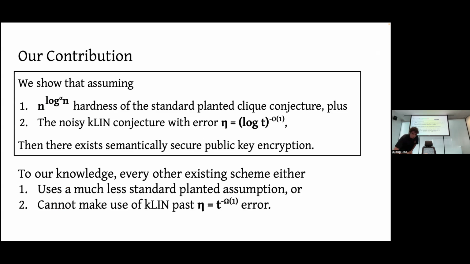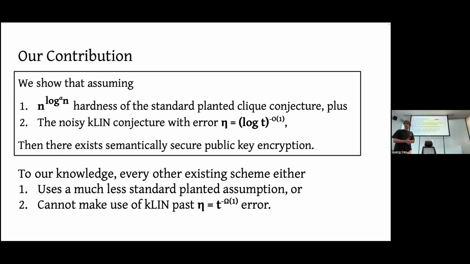For our result, we showed that assuming slightly higher hardness of the standard planted Clique conjecture plus the noisy k-LIN conjecture in this high error regime, then we get semantically secure public key encryption. To our knowledge, all the other schemes in the literature either use a much less standard combinatorial assumption, or they can't make use of this high error rate.